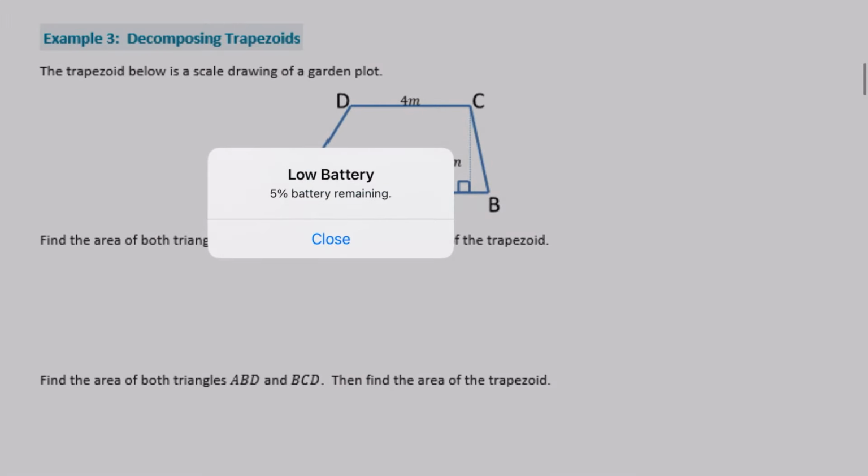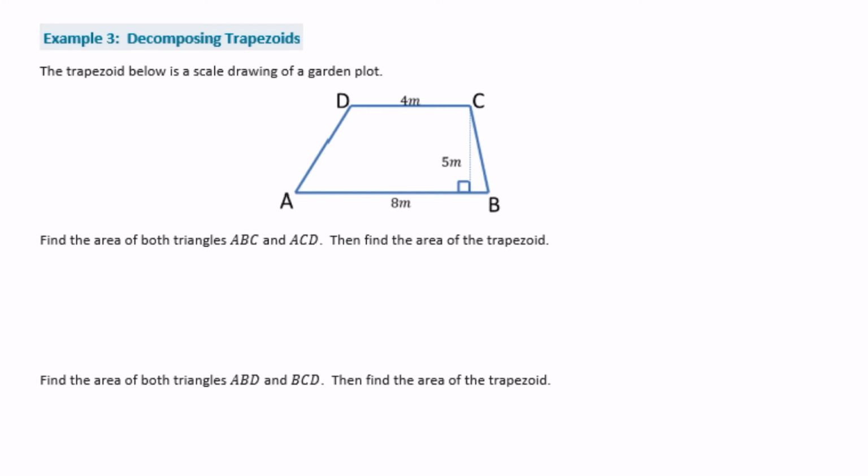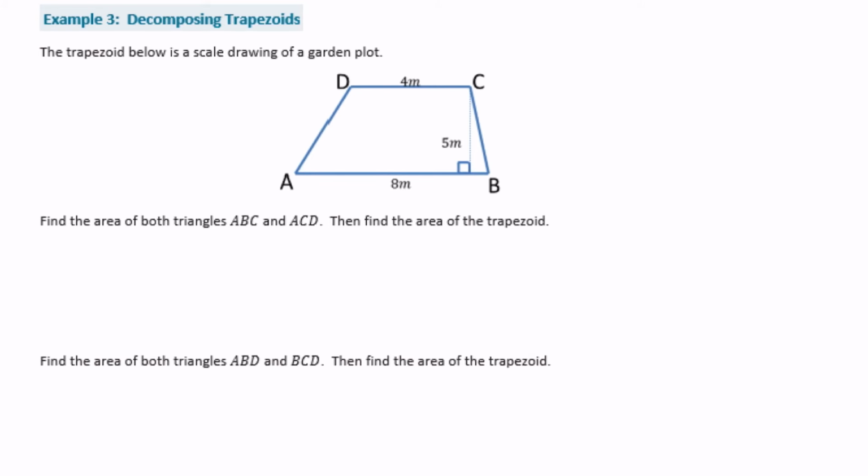Example 3, decomposing trapezoids. The trapezoid below is a scale drawing of a garden plot. Find the area of both triangles ABC and ACD, then find the area of the trapezoid. So ABC would be this triangle. And then ACD is the other one. So let's start with ABC.